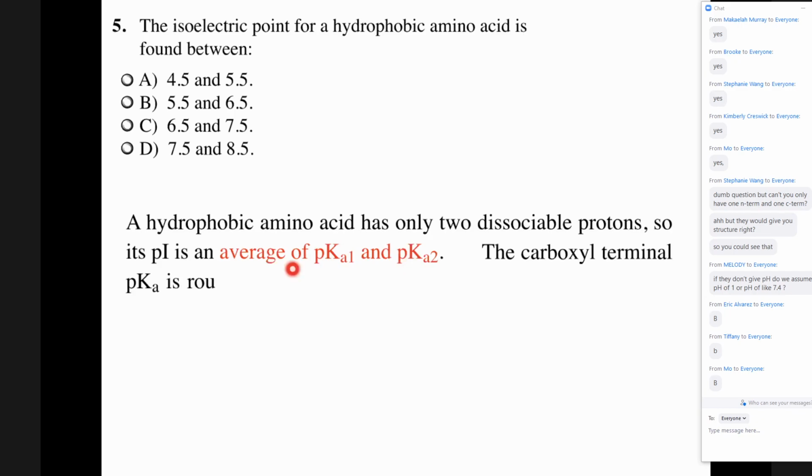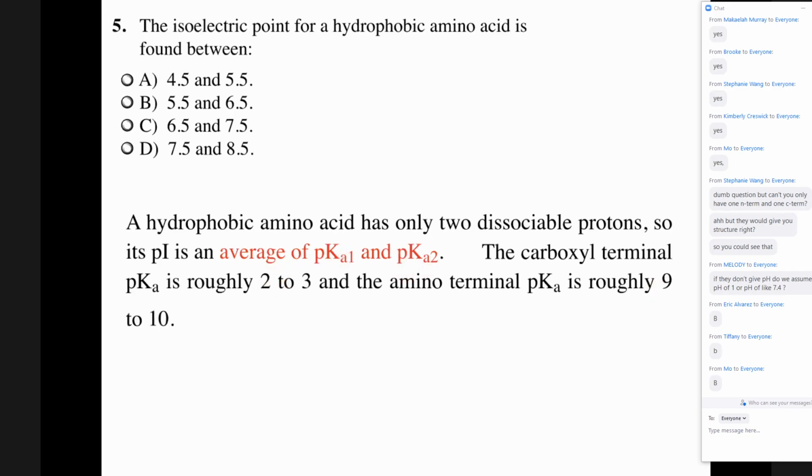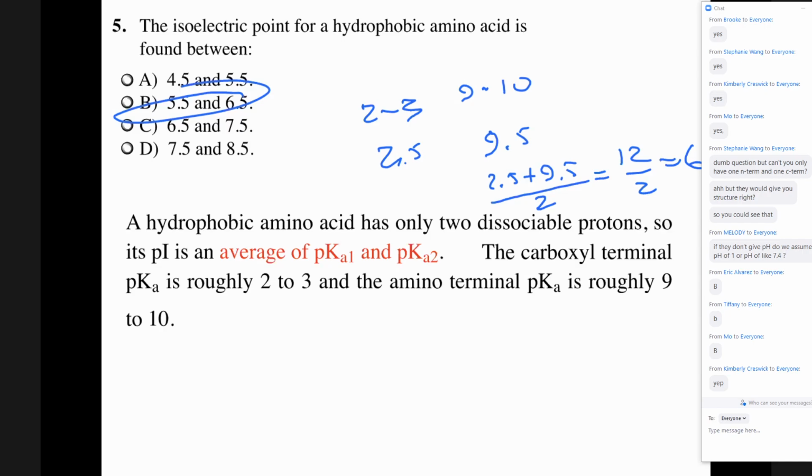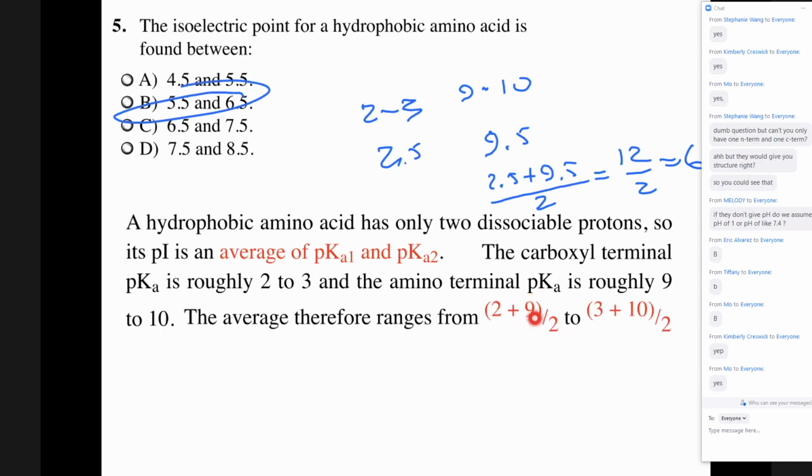1 and 2 would mean somewhere between 2 and 3, and somewhere between 9 and 10. So about 2.5 and around 9.5, 2.5 plus 9.5 over 2 equals 6. So 6 plus or minus. Or low end, 2 plus 9 over 2 is 5 and a half.